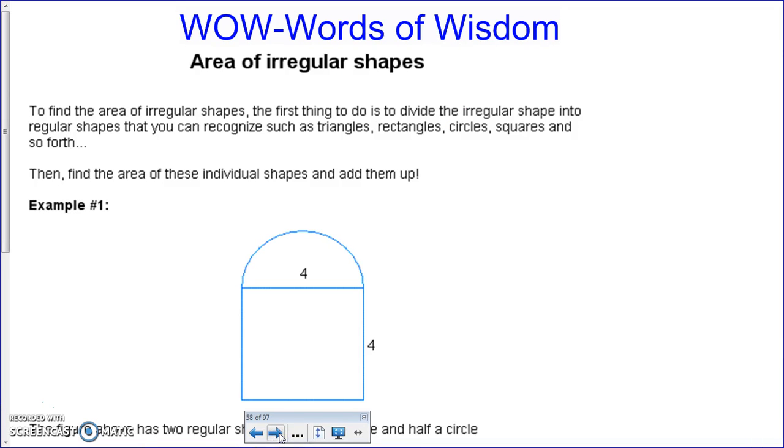To find the area of irregular shapes, the first thing to do is to divide the irregular shape into regular shapes so you can recognize things such as triangles, rectangles, circles, squares, and so forth. Then find the area of these individual shapes and add them up.